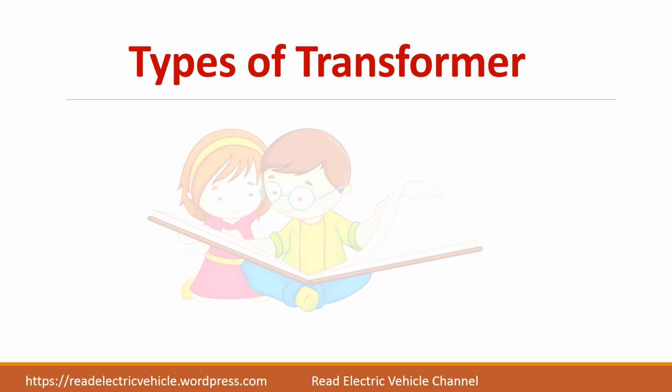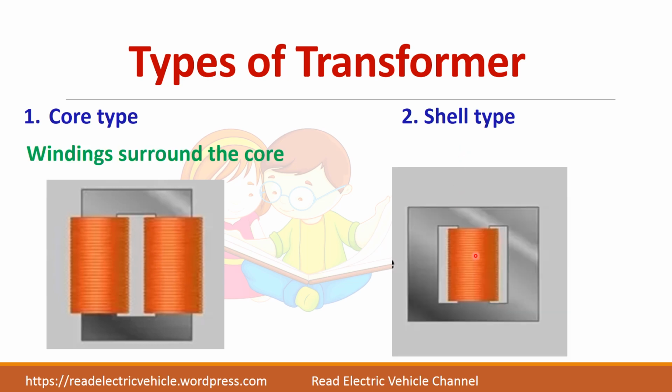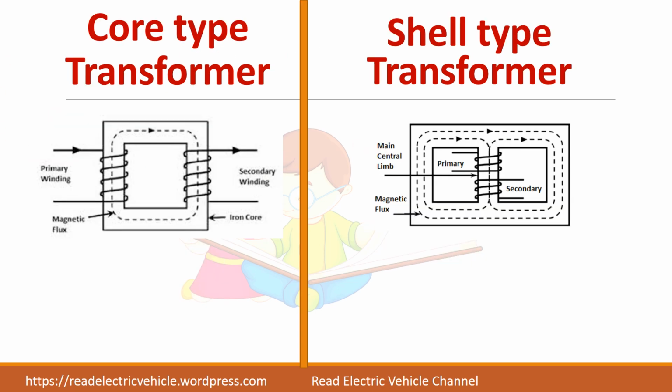So in core type, the core is here and the windings are surrounding the core, whereas in shell type, you see the windings are inside and core is surrounding it. So this is the major difference. So let us see the difference between core type and shell type.